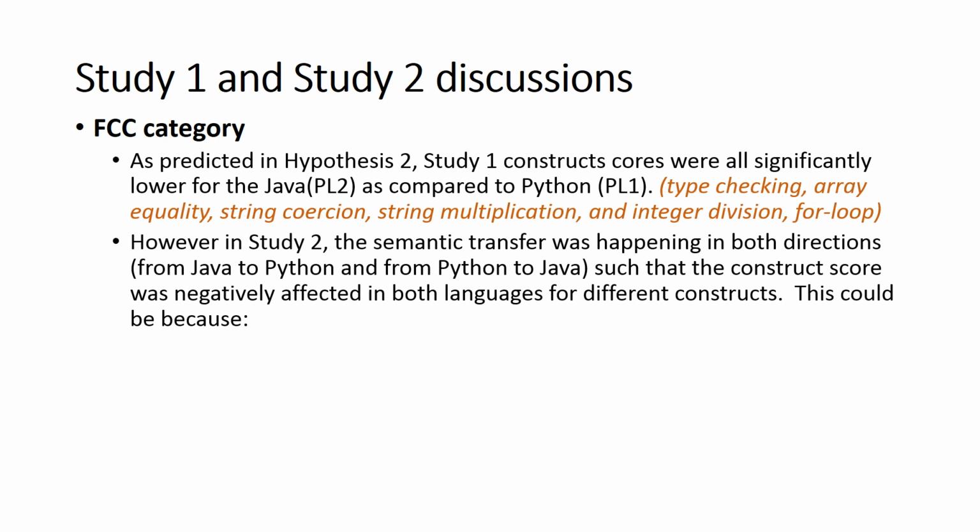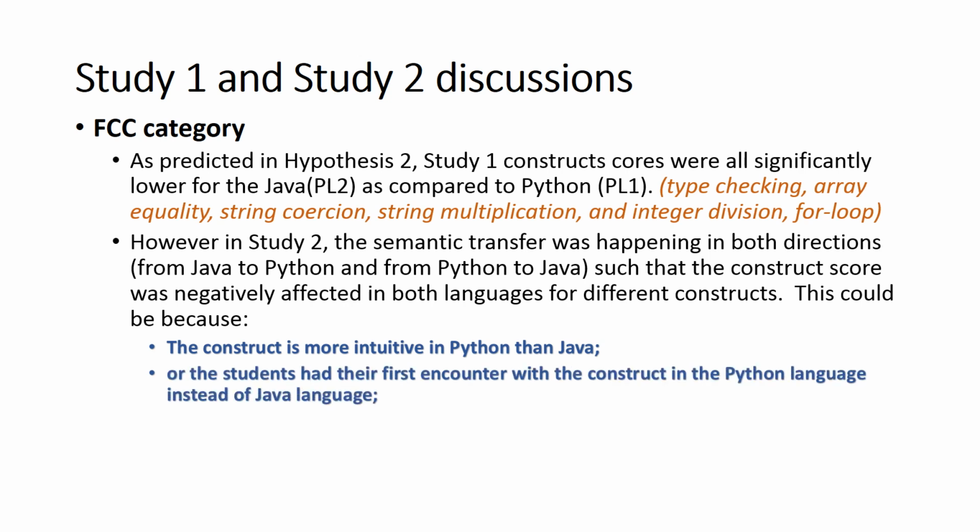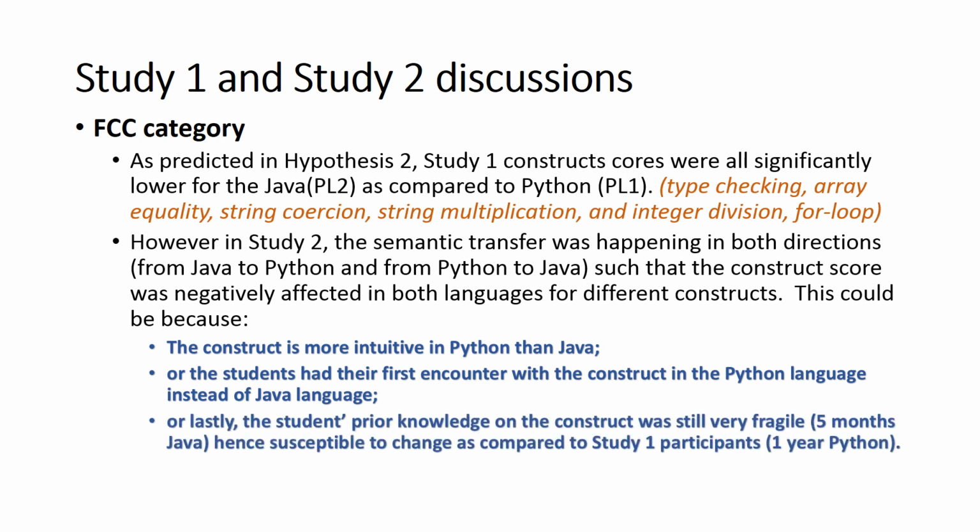However, in Study 2, the semantic transfer was happening in both directions, from Java to Python and from Python to Java, such that the construct score was negatively affected in both languages for different constructs. This could be because the construct is more intuitive in Python than Java, or the students had their first encounter with the construct in Python language instead of Java language. And lastly, it could be because the students' prior knowledge of the construct was still fragile because they only had 5 months of Java knowledge, hence susceptible to change, as compared to Study 1 participants who had 1 year Python knowledge.